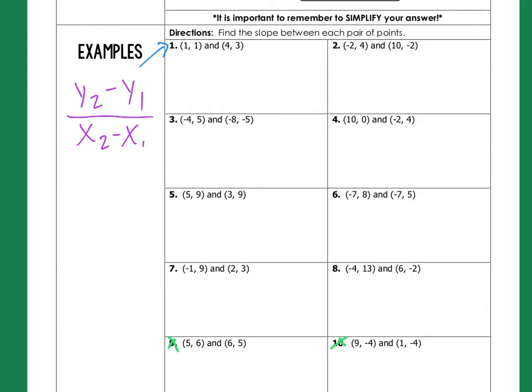Now, all we really need to do for these points is label them. I can't make this up. This is so easy that it's hard to screw up, but people still do it.